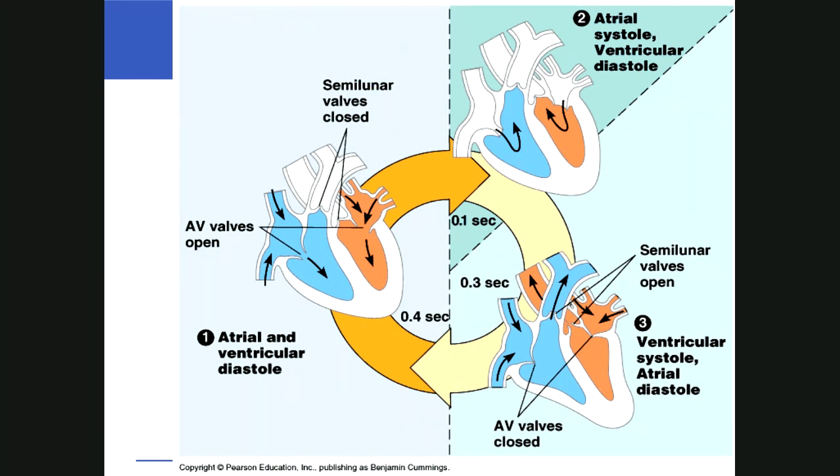So here's where we're going to start. And look, 0.1, 0.3, 0.4, that's a total of 0.8 seconds or 800 milliseconds. And you can see what's going on. So here's atrial systole. Here's where the atria go into diastole, the ventricles go into systole, and then all the way back and start all over again. So it's a cycle, it's a circle.